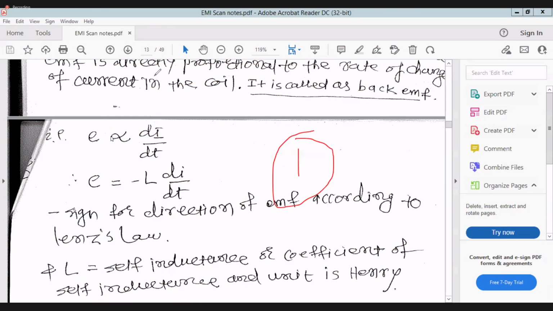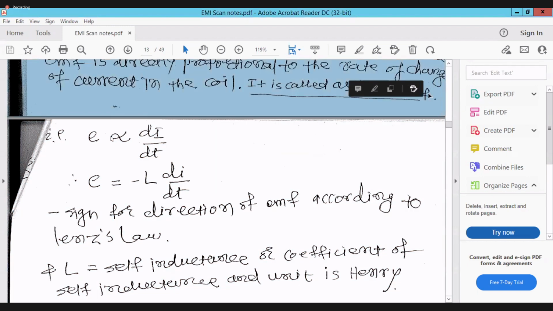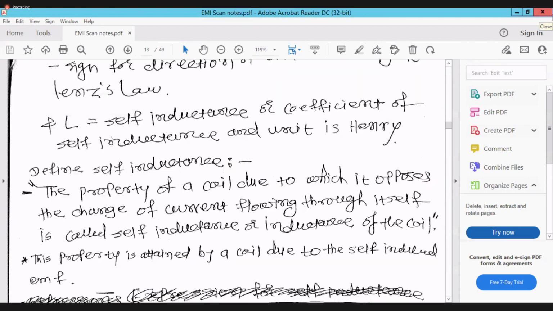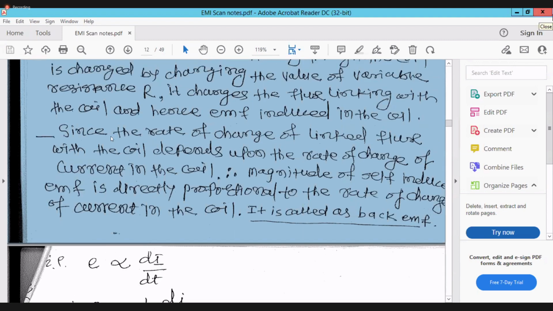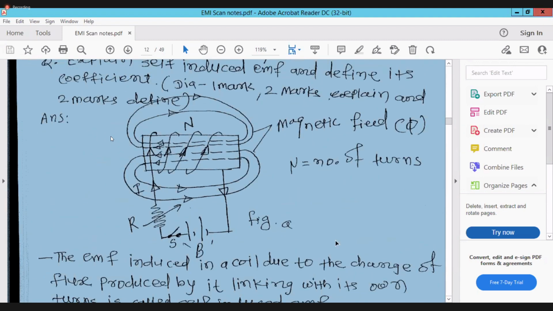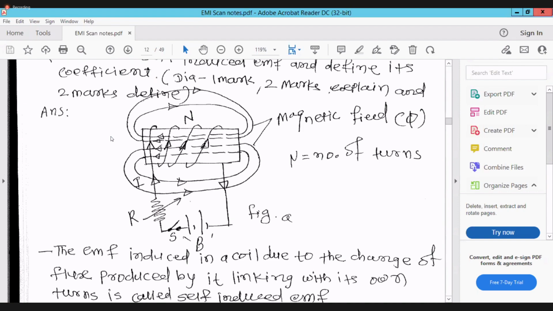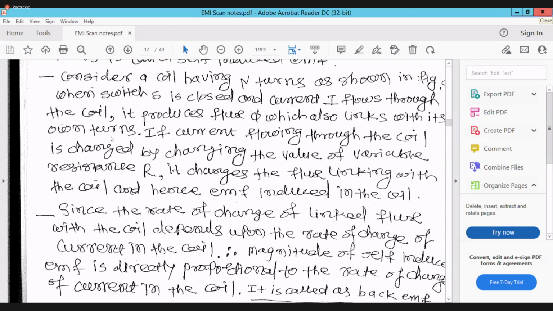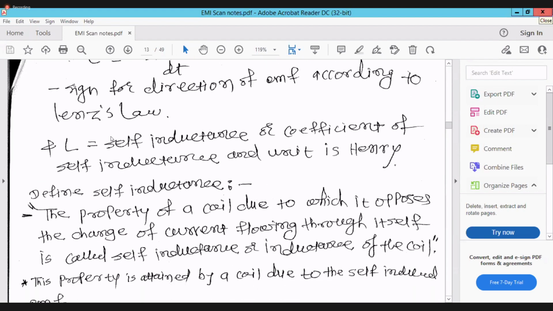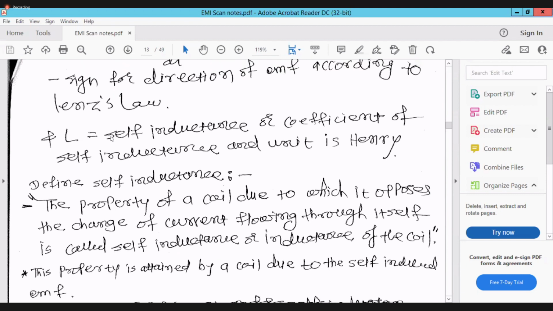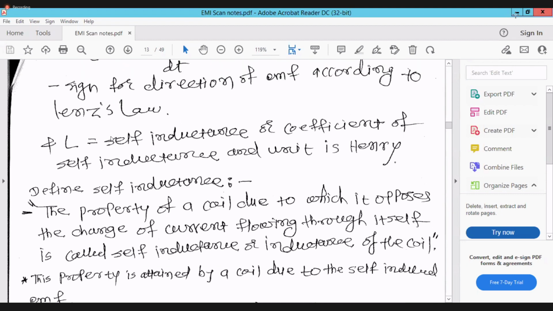So what is the diagram written over here? This is the explanation of this diagram. Draw the diagram, like this solenoid diagram, then give the explanation of the diagram and the formula. Then we want to write the definition: L is called the self-inductance or coefficient of self-induced EMF.